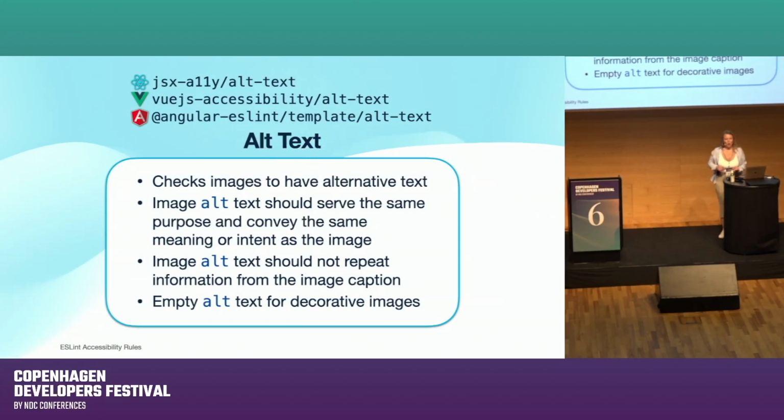The first rule, called alt-text, checks for images to have alternative text. Image alt text needs to serve the same purpose and have the same meaning or intent as the image. Image alt text shouldn't repeat information that is nearby or from the image caption. And it's very important that we also remember to use empty alt text for decorative images. It's appropriate to use an empty alt when we have equivalent text provided adjacent to the image and the image itself would provide no additional meaning for a non-visual user.